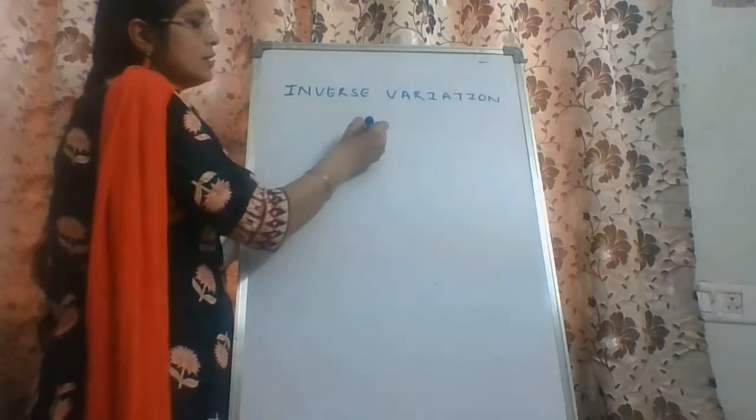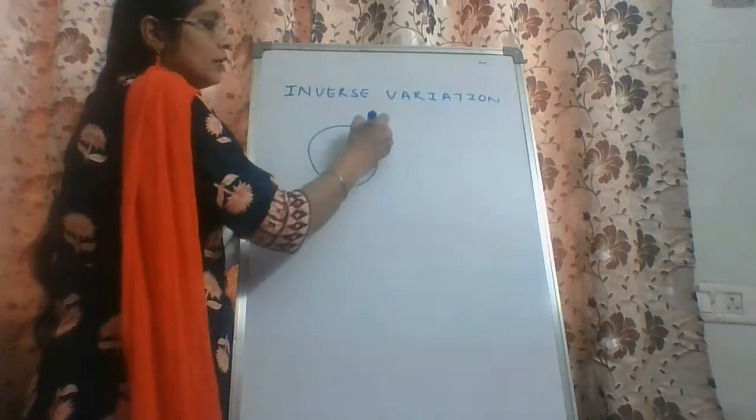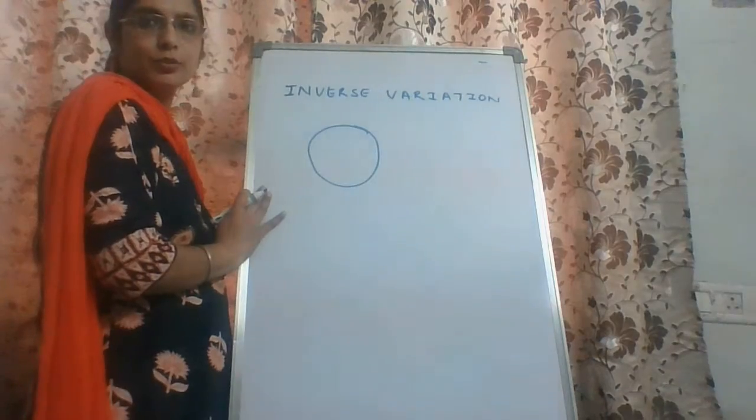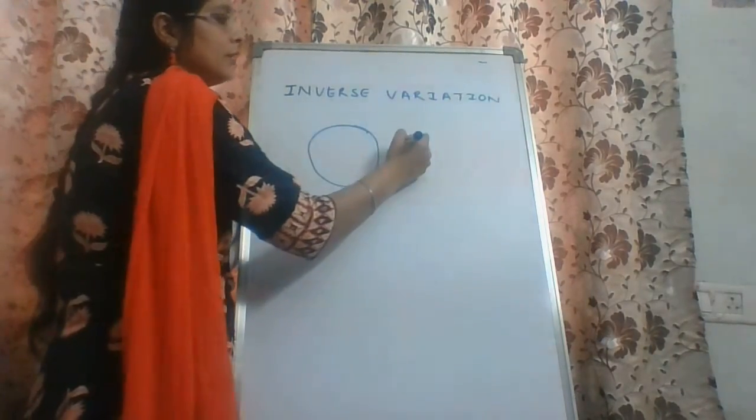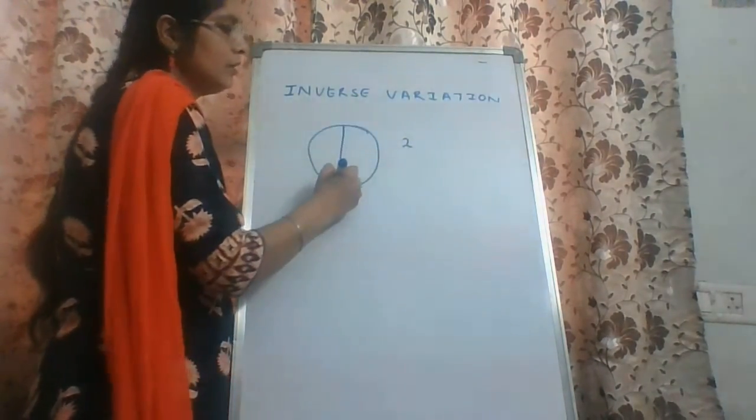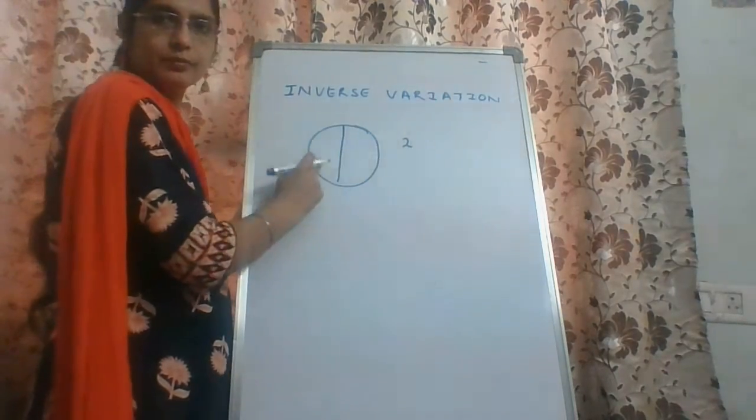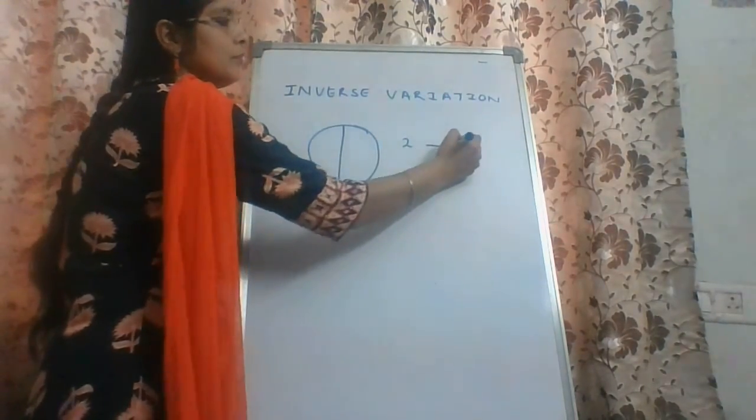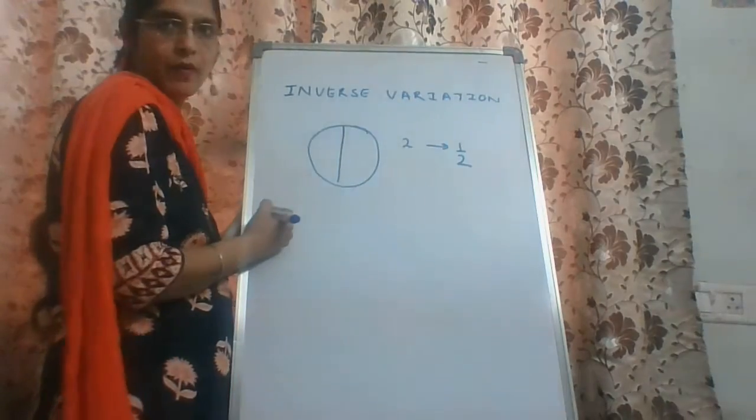Now, let us suppose I have one pizza. I have to distribute it to two children. That means each one will get half the pizza. That means the share of a pizza is half.